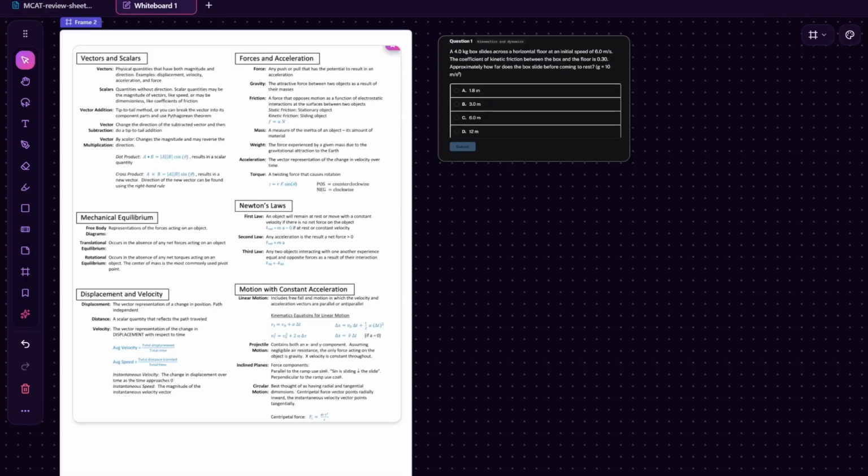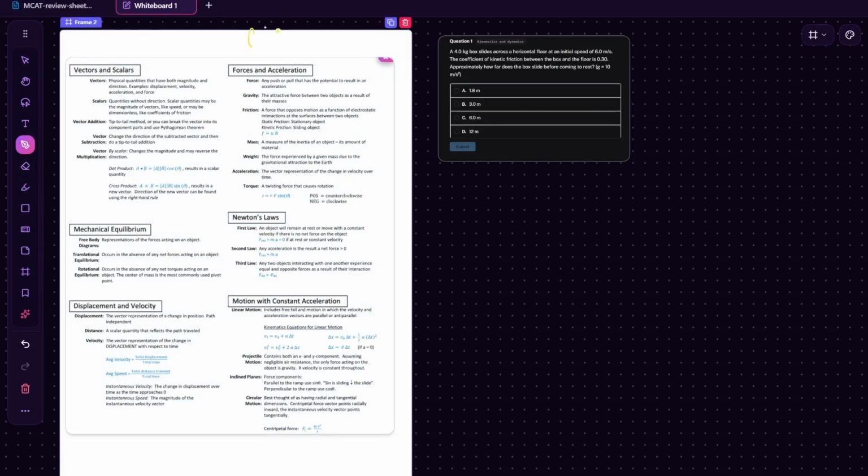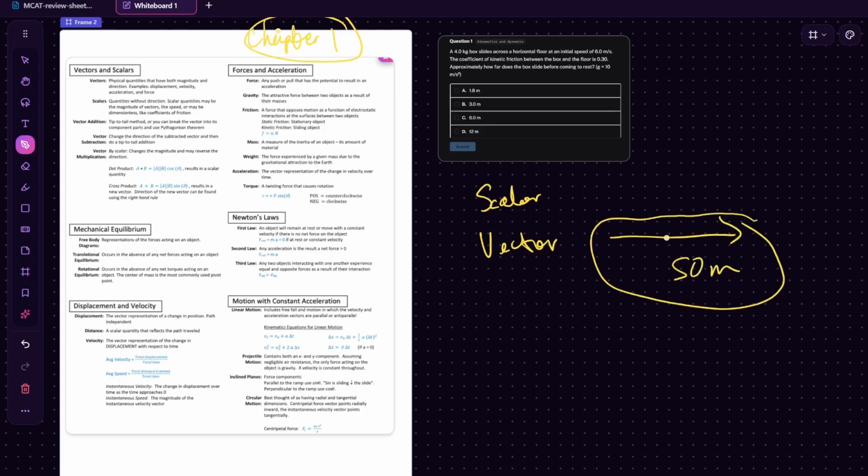So we're going over vectors and scalars now, and that's the first chapter, chapter 1, on the physics textbook. So vectors and scalars are basically, you can think of things as having a direction, right? Like if I measured 50 meters, that doesn't have a direction, but if I said 50 meters to the right, that's a vector because it has a direction to it.